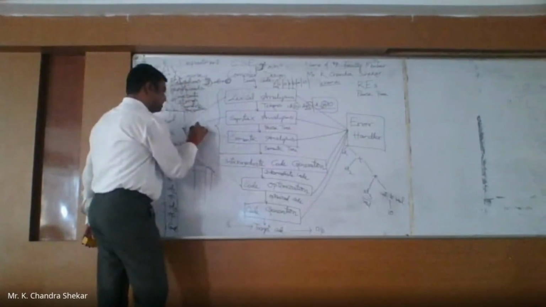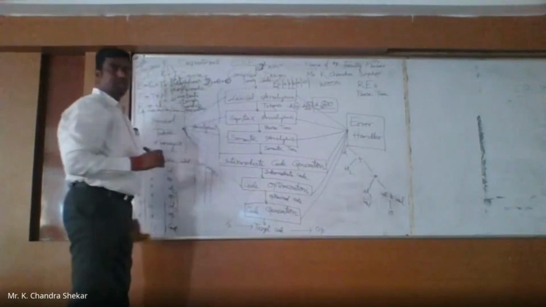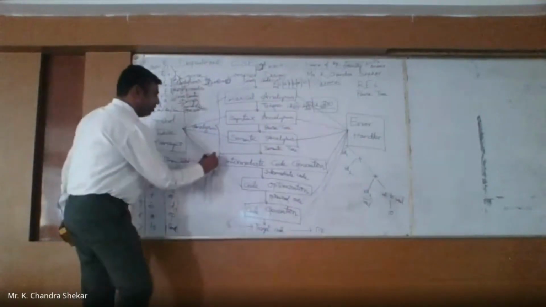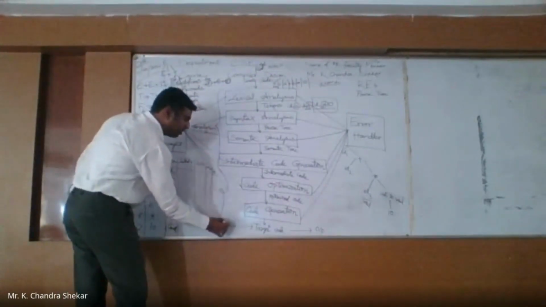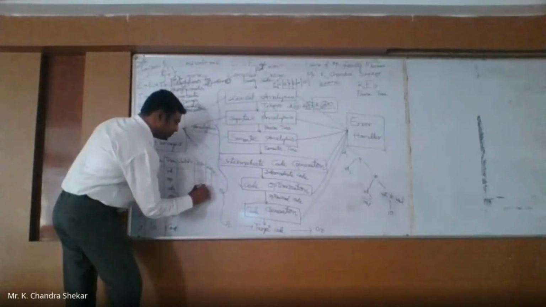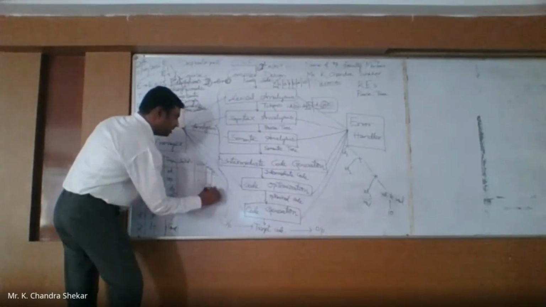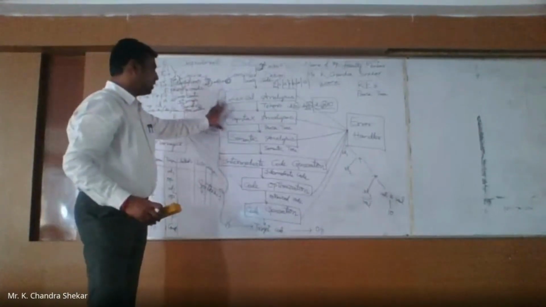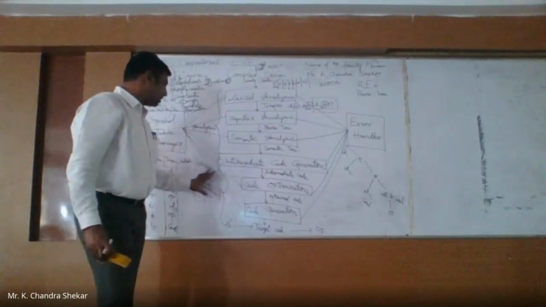You term it as the analysis part. Okay. And the remaining part, a part of intermediate code generation, code optimization and code generation, you term as the synthesis part. Okay. So the first three phases come under the analysis part, and the next three phases come under the synthesis part.